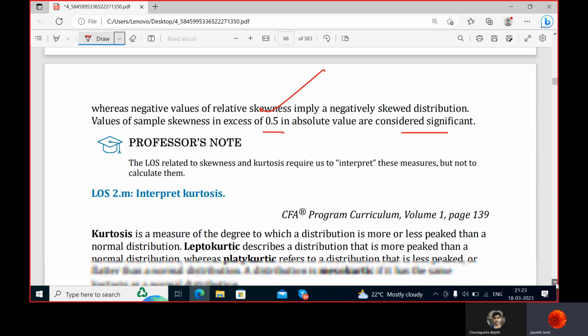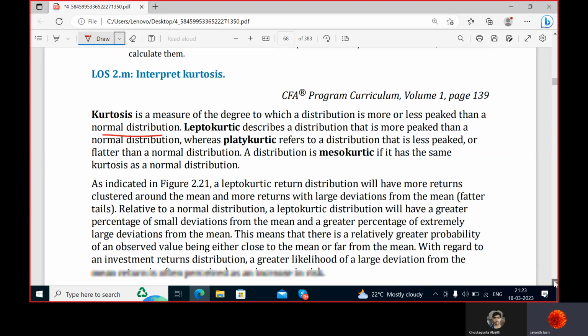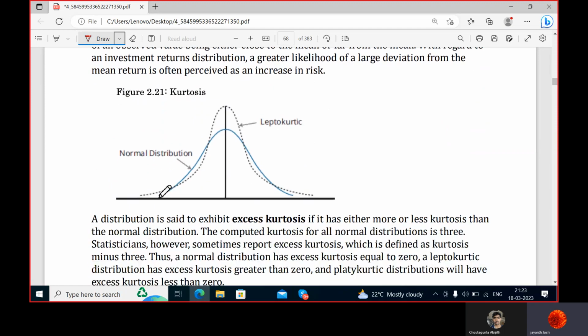That is standard. Now let's go for the kurtosis. Kurtosis has to do with the shape. It is a measure of the degree to which a distribution is more or less peaked than a normal distribution. You can see the curve here. This particular one is the normal distribution. This is leptokurtic because more data is very near the mean. Most of the data lies here. Most of the clustering is happening here. That makes your normal distribution curve get peaked, and that becomes leptokurtic kurtosis, correct?